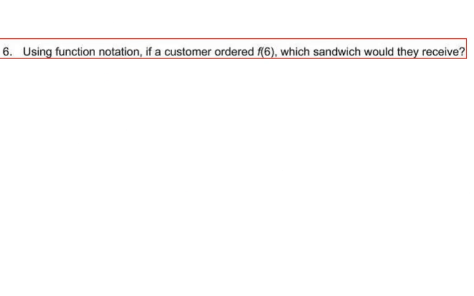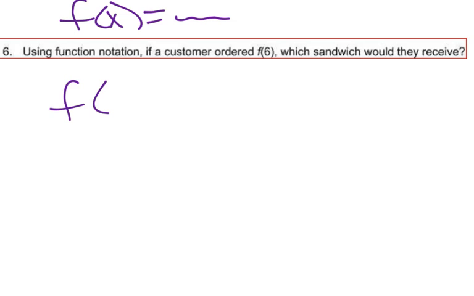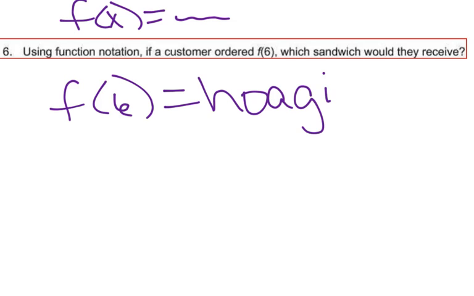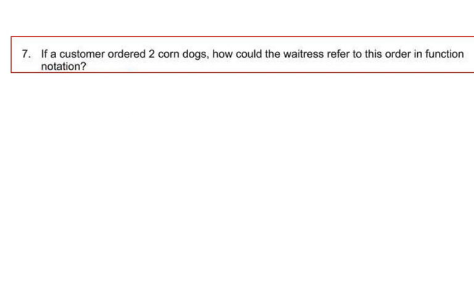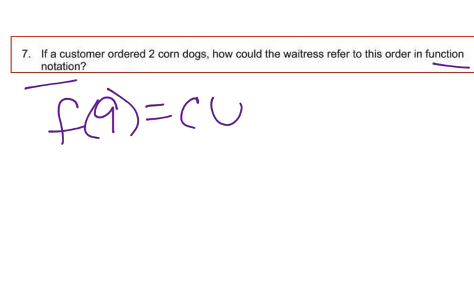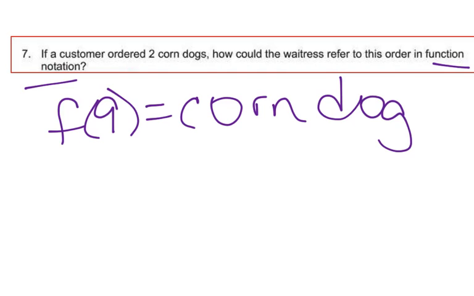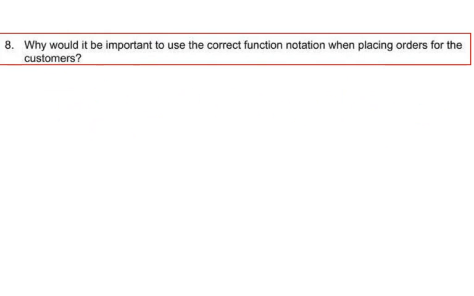Okay, using function notation. Function notation is when you say f of x is equal to whatever. So if a customer ordered f of 6, what would they get? They would get a hoagie if you look at the menu. So f of 6 equals hoagie. If a customer ordered 2 corn dogs, how would the waitress refer to this in function notation? So f of 9, then you would get corn dogs. So as function notation, f of 9 equals corn dogs.